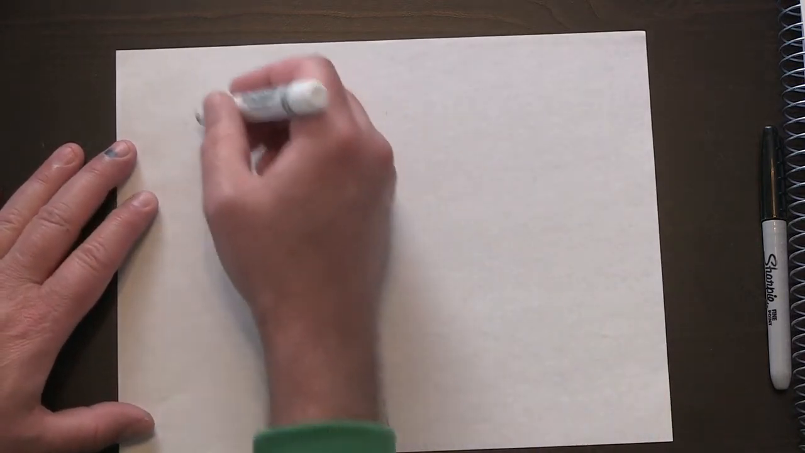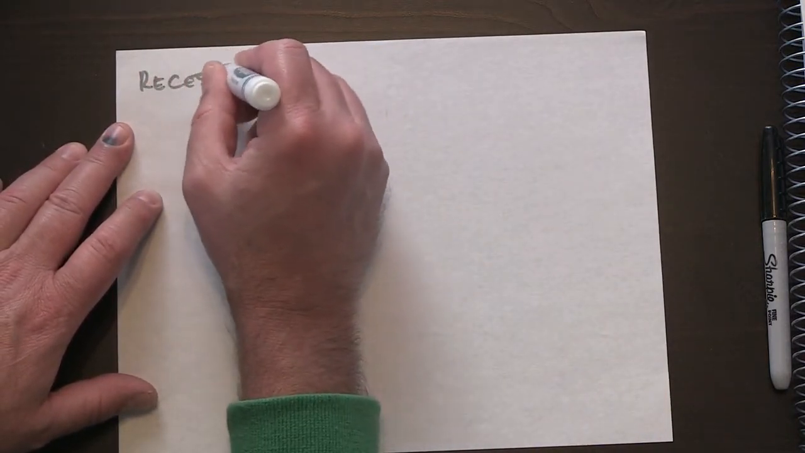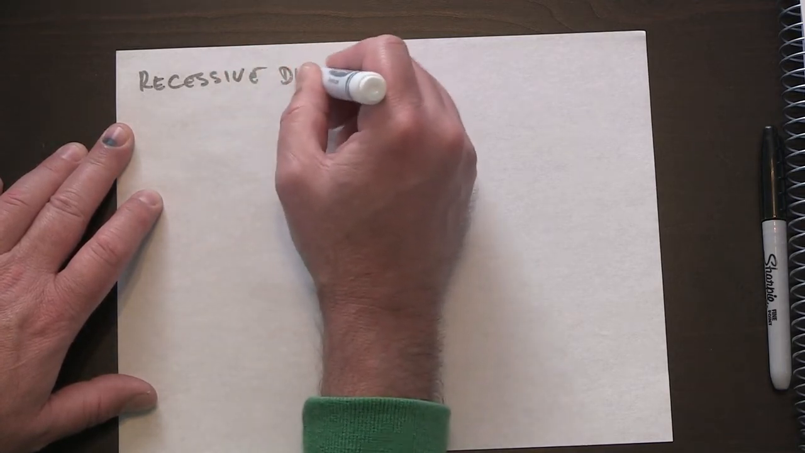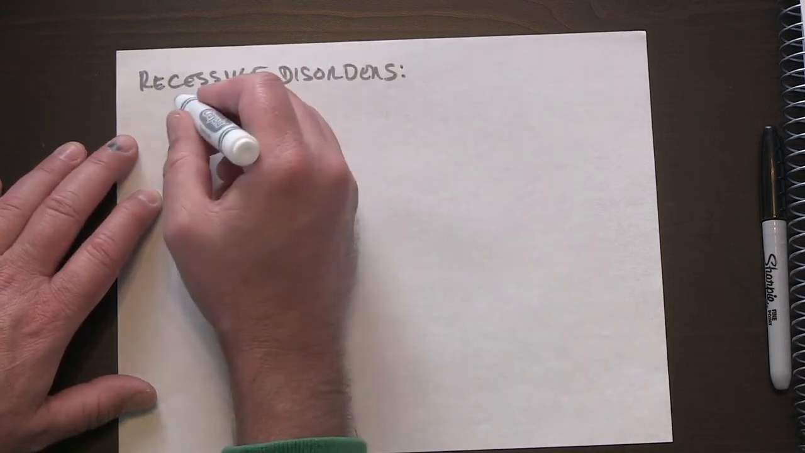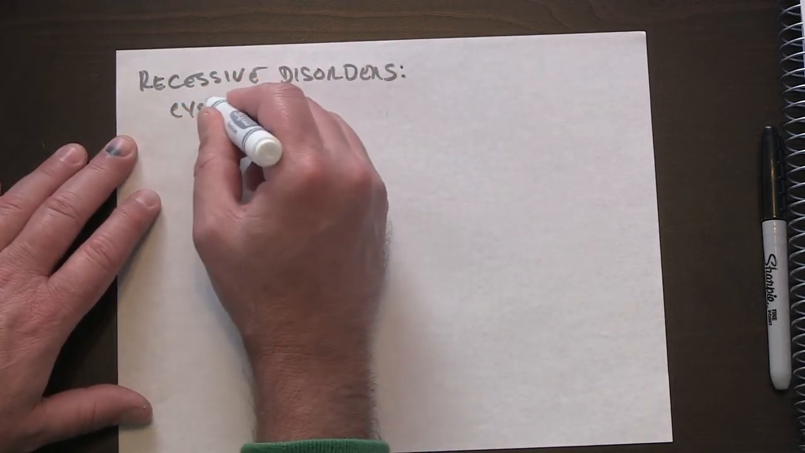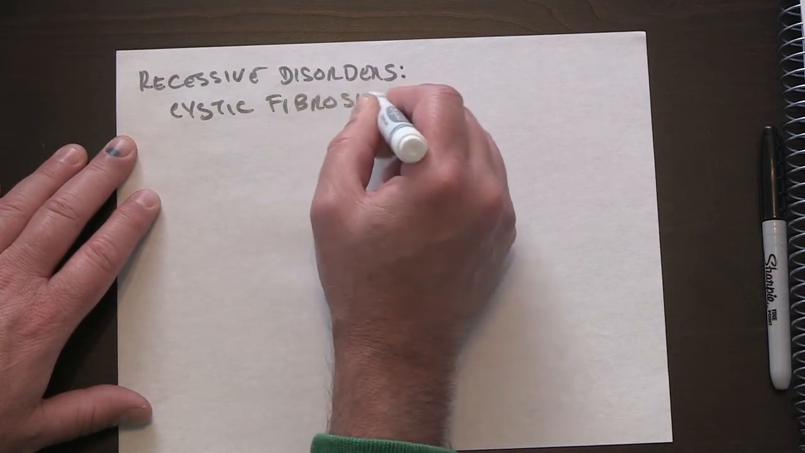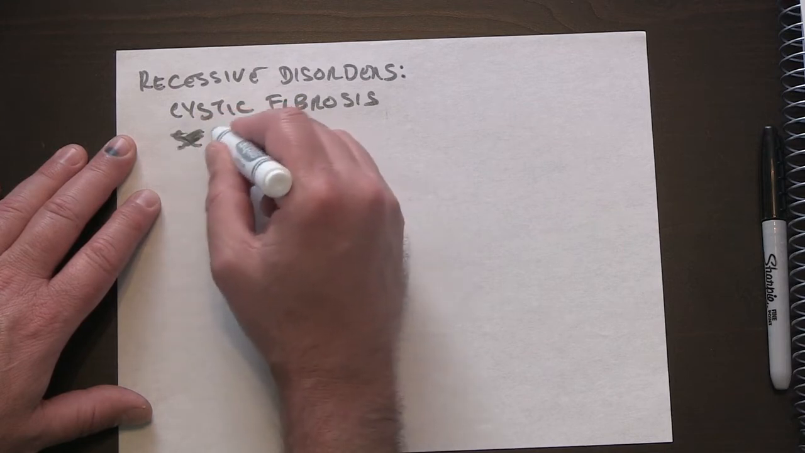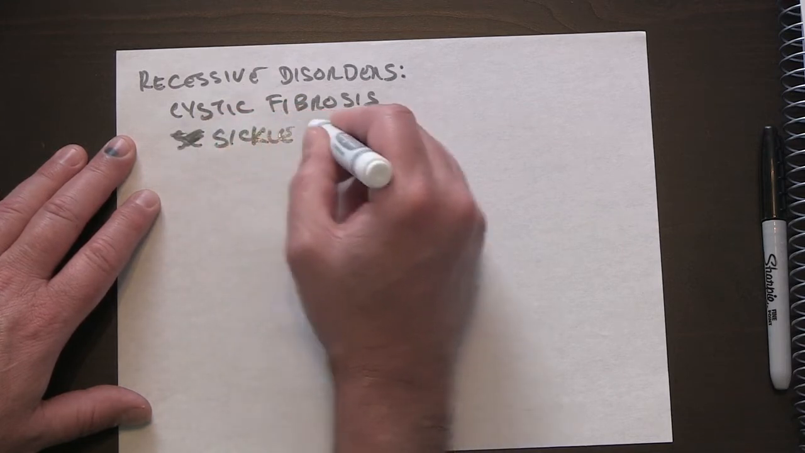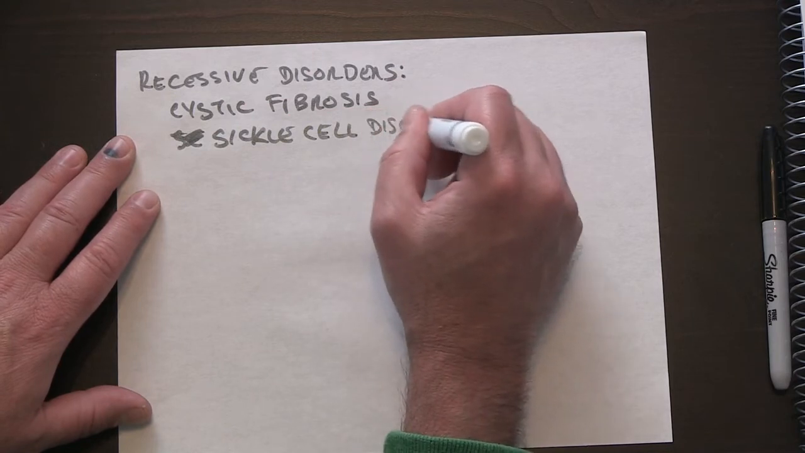There are a bunch of diseases, of course, that are... So let's just list a couple of these. Recessive disorders. We already talked about albinism. There's another one called cystic fibrosis. Sickle cell anemia. Oops, not sickle. Sickle disease.